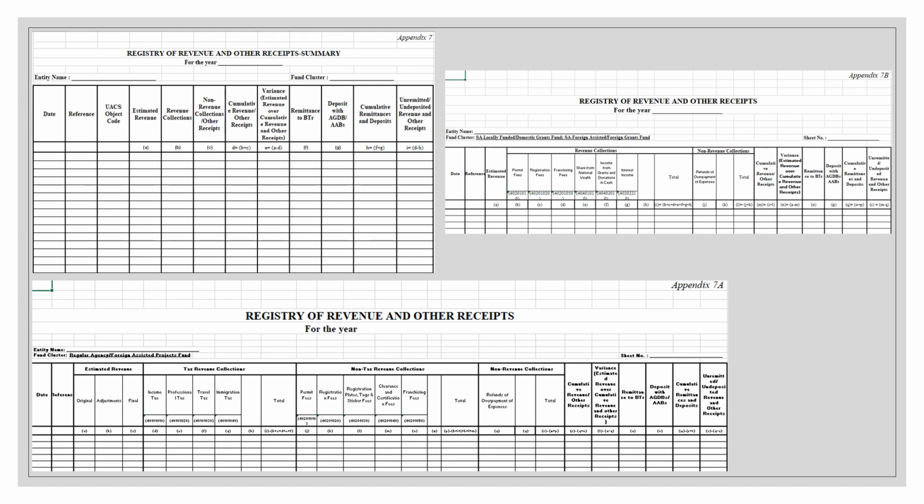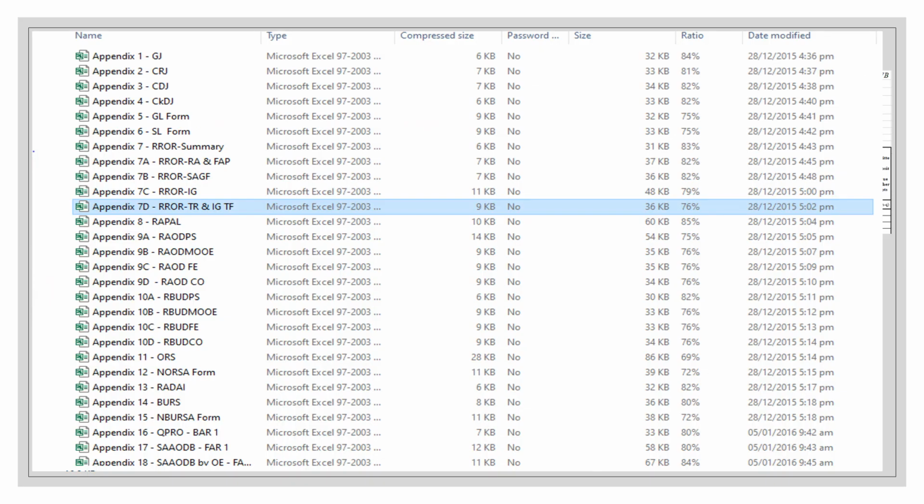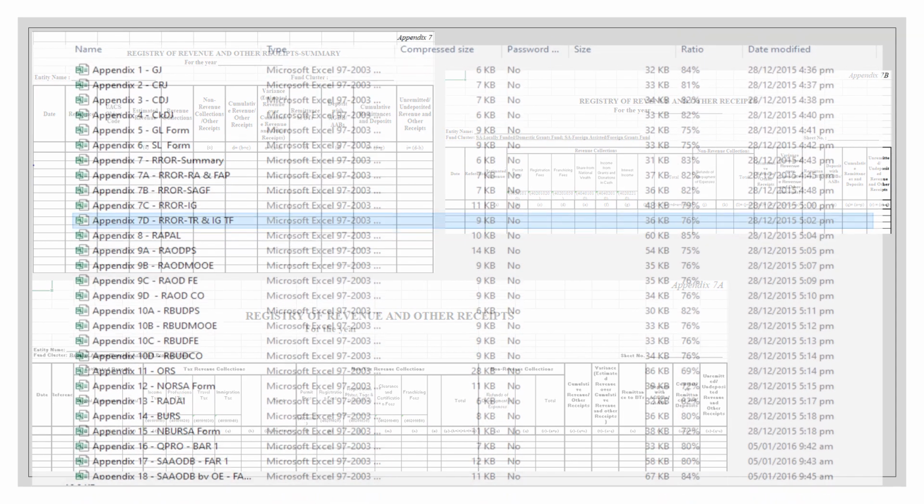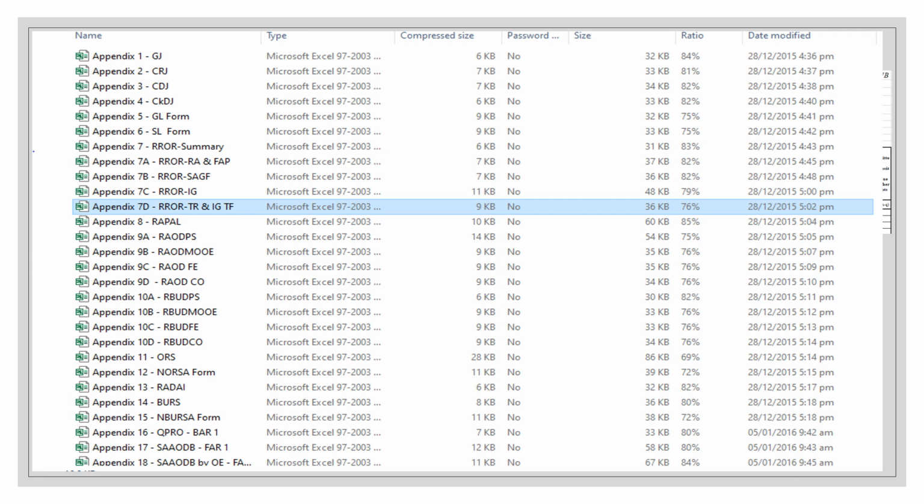So there is a summary and also one per fund. Okay? So actually these forms are found in the GAM Manual Volume 2. So in Volume 2, we have the different forms. You can see them there one by one.